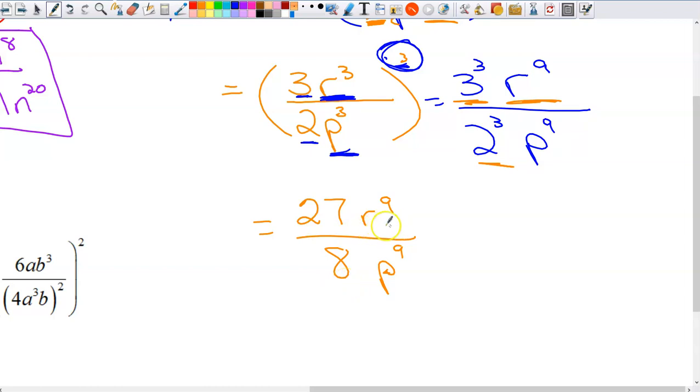I look at the R's. I got 9 of them on top. There are no R's on bottom, so no Civil War. I got P to the ninth on bottom. No P's on top. No Civil War. I have checked, but that's as far as I can go. That is the simplified form of that problem.